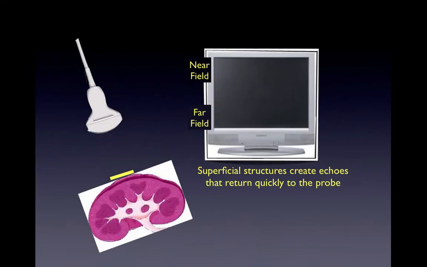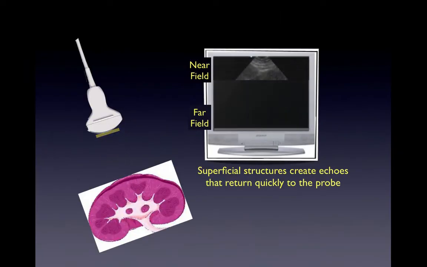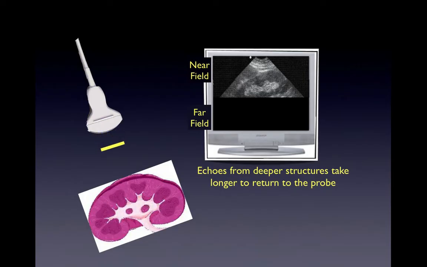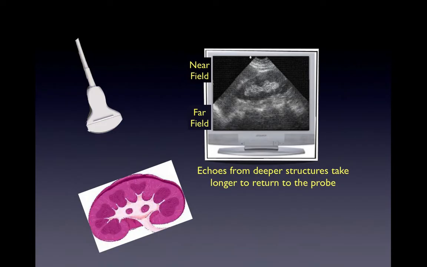Superficial structures create echoes that return quickly to the probe. And this corresponds to something that we call the near field. Echoes from deeper structures take longer to return to the probe. This corresponds to something we call the far field.